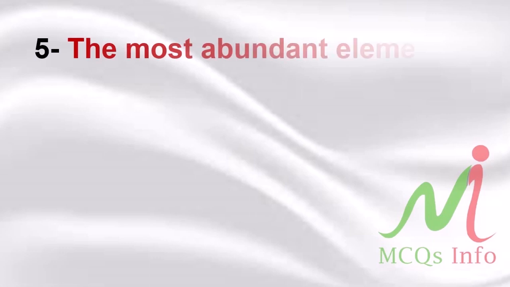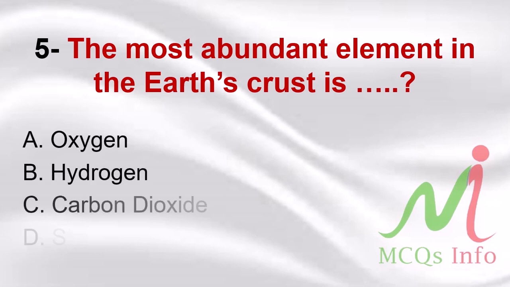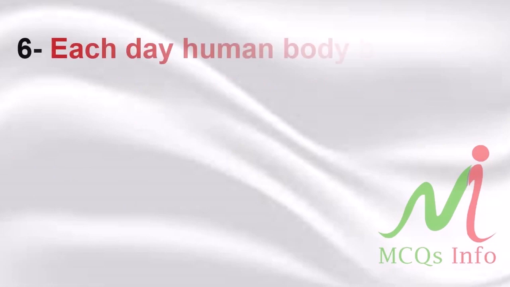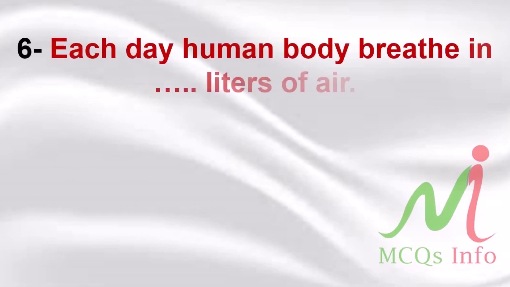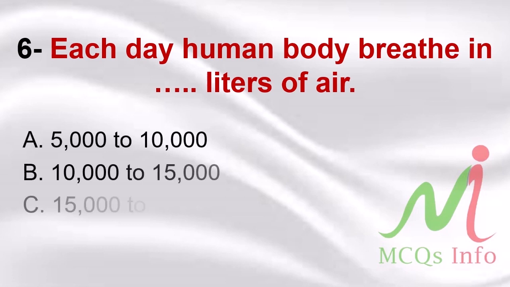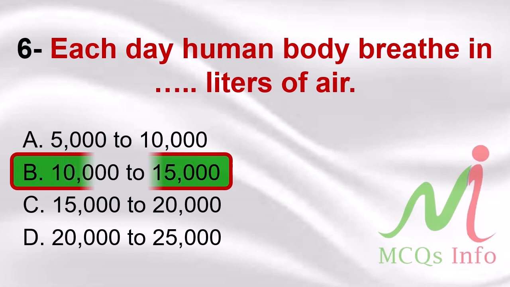The most abundant element in the Earth's crust is A oxygen, B hydrogen, C carbon dioxide, D silicon. Correct option is A oxygen. Each day human body breathe in liters of air. A 5000 to 10000, B 10000 to 15000, C 15000 to 20000, D 20000 to 25000. Correct option is B 10000 to 15000.